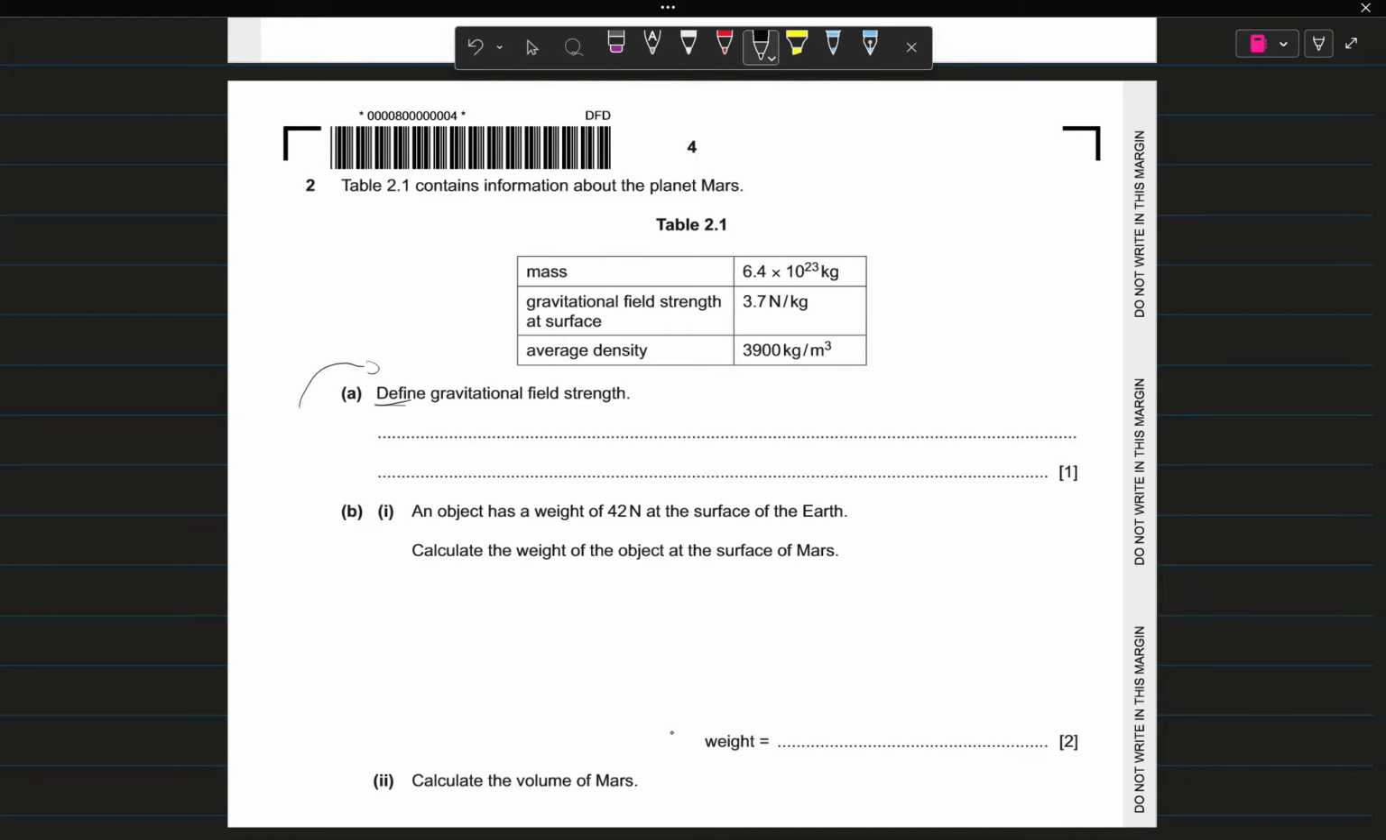So gravitational field strength, if we just recall the formula for the weight, then that will be mass times g. So if we want to make the g here the subject, W over m. That would mean that it is the force, because weight is force, per unit mass, because we're dividing the force by the mass. So initially here, the definition will be force per unit mass.